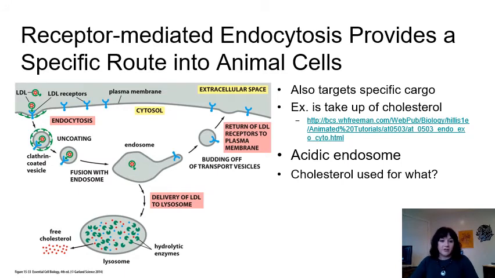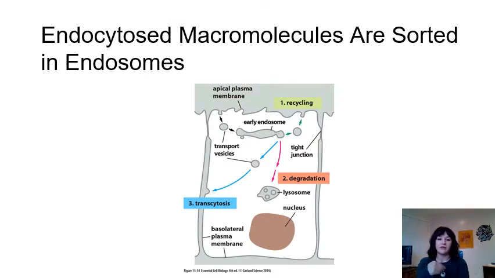So I'm going to skip over the part about the acidic endosome. It's just acidic to help kind of start breaking things down. But I want to talk about, what do you think this cholesterol could be used for? Right? So why would a cell want to take up cholesterol? We've talked about cholesterol in previous chapters. So cholesterol can be inserted into the cell membrane, and it can help regulate fluidity of the cell membrane, right? To make it stiffer or more flexible or more fluid, right?